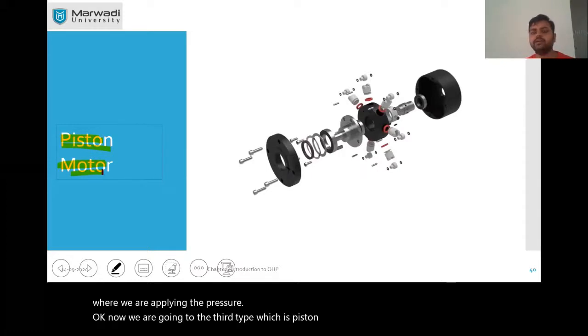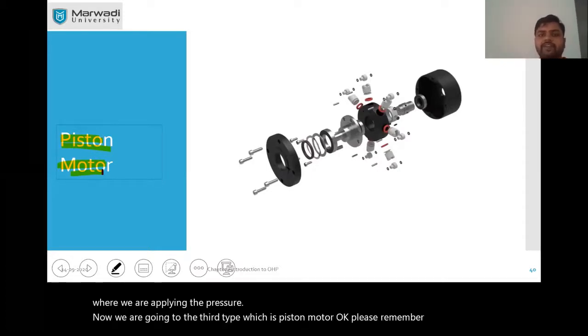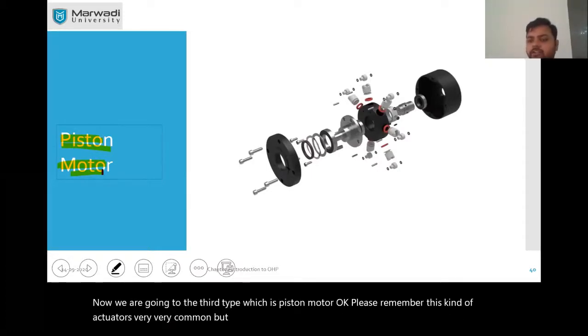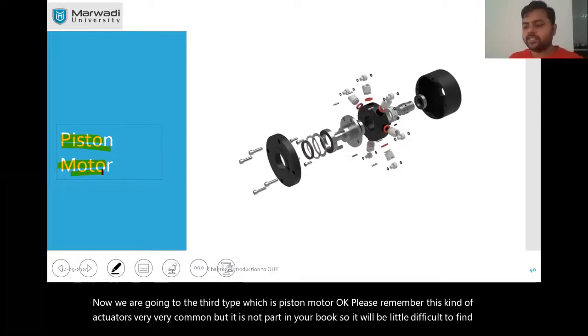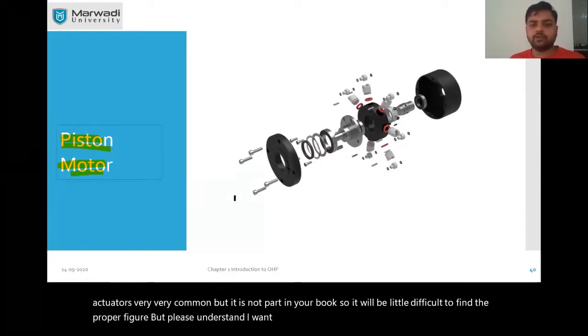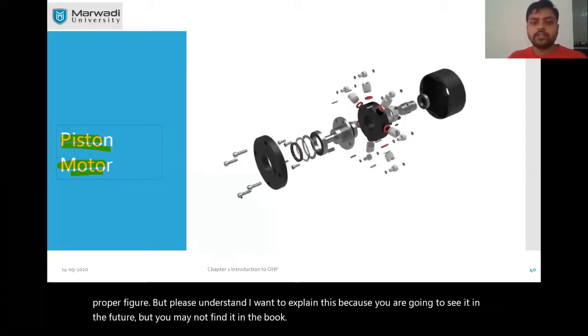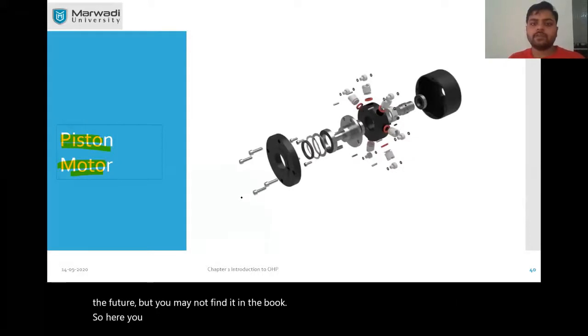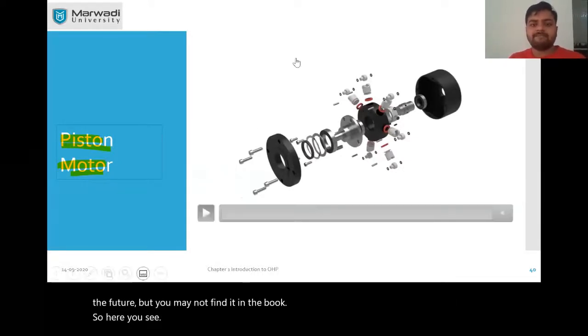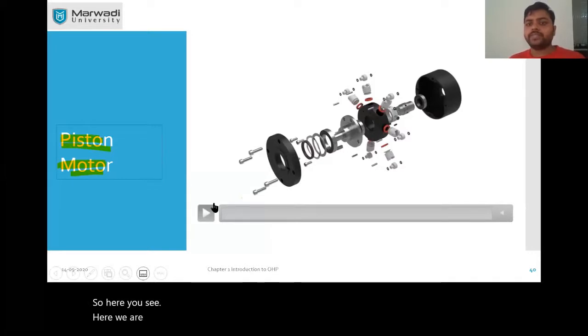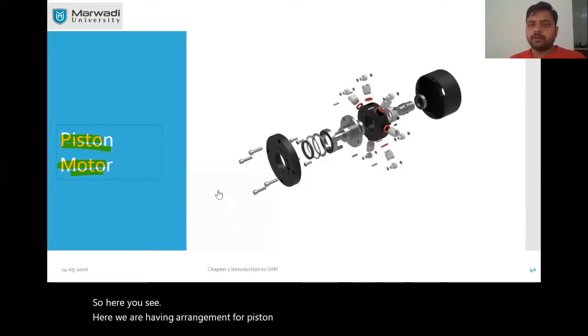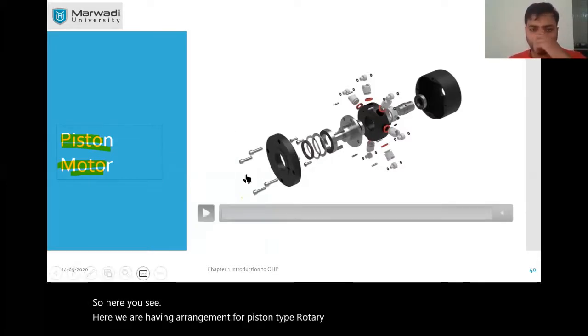Please remember this kind of actuator is very common, but it is not part of your book. So it will be a little difficult to find the proper figure, but please understand, I want to explain this because you are going to see it in future, but you may not find it in the book. So here we have an arrangement of a piston-type rotary arrangement for producing rotary motion. Please observe the video very carefully. I will explain in between.